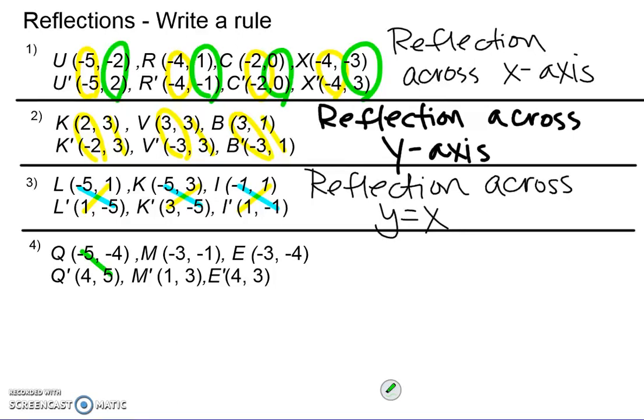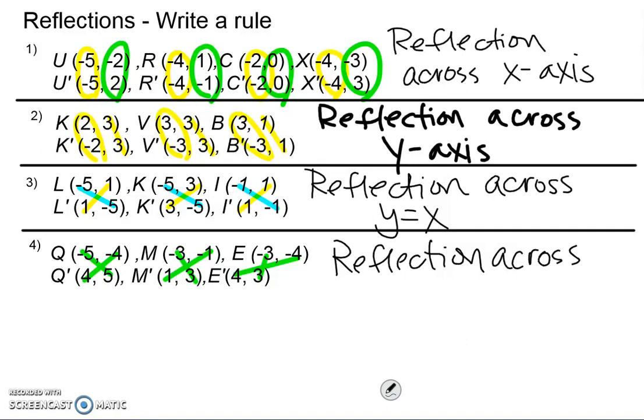Versus the next example, those flipped and changed signs. Flipped, change signs. Flipped, change signs. So the one that tells us that is a reflection across y equals negative x.